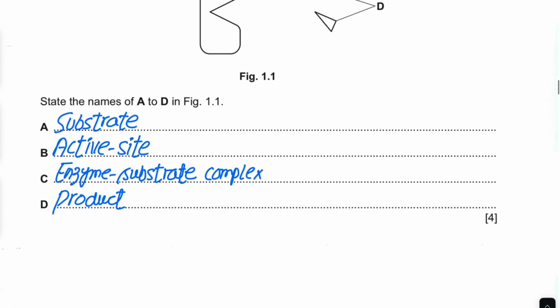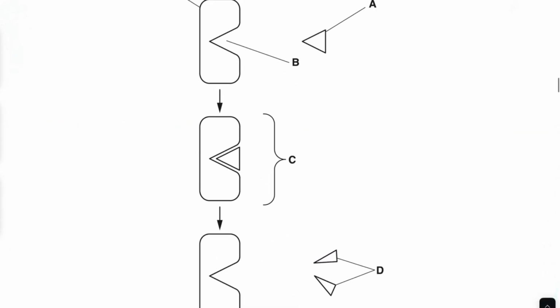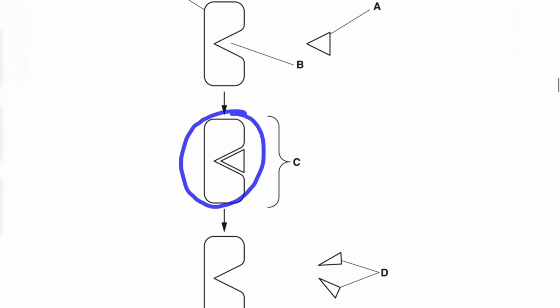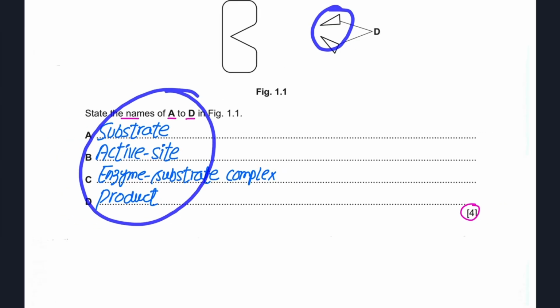Now, if we move to the question, for a total of 4 marks, they have said to state the names of A to D, and as I have named them, A is the substrate, B is the active site, C is the enzyme substrate complex, and D is the product. So this is how you were required to write the answer for this.